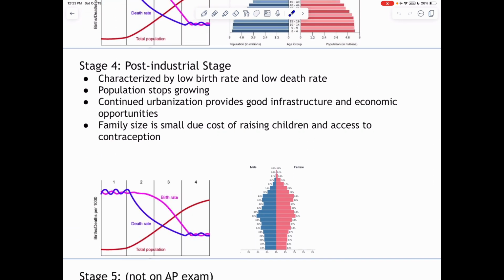Finally, we have stage 4, which is the post-industrial stage. We've got a low birth rate and also a very low death rate. So we're kind of at the opposite of how we started in stage 1. Our population starts to stop growing. You can see the slope here is starting to go back to 0 again. And this is all because our family size is starting to get small.